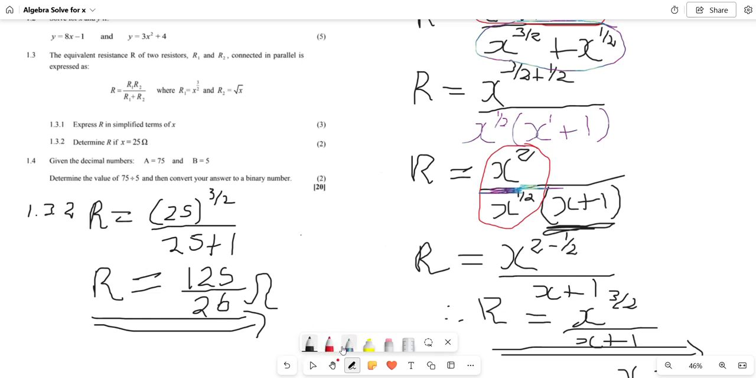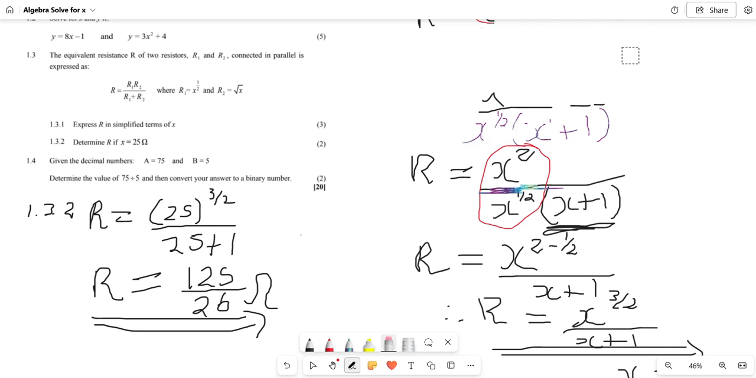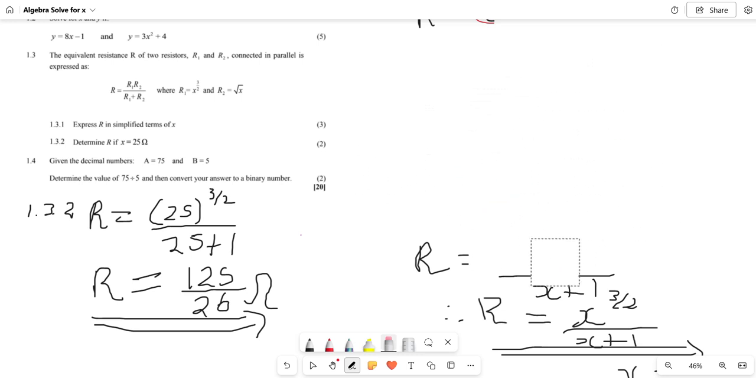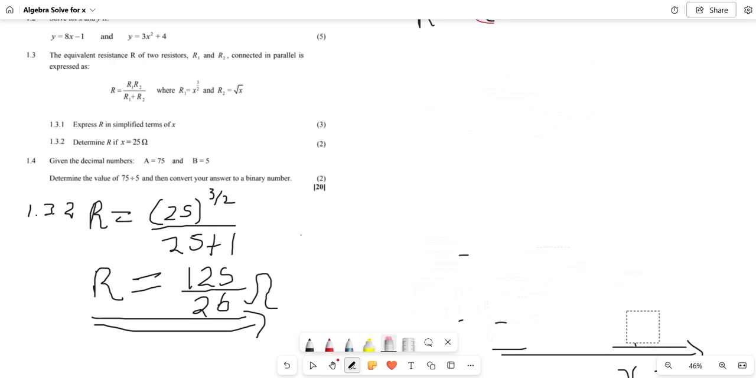Then we are heading straight to 1.4. Let us clear some space here so that we indulge 1.4.